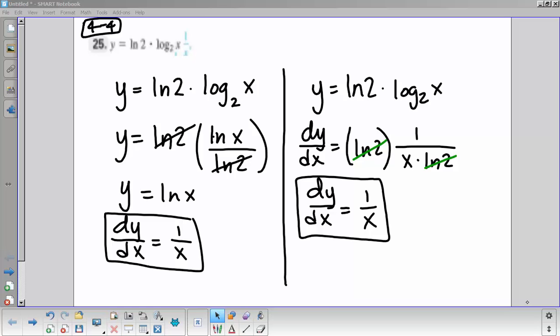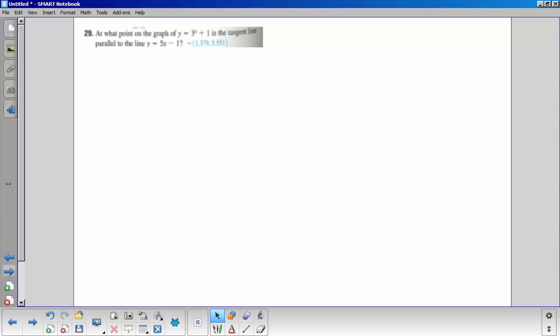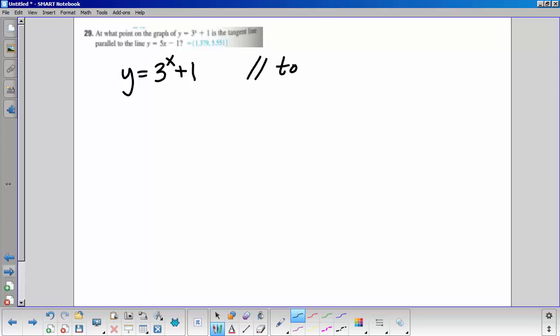All right, question number 2, which was number 29. At what point of the graph of y equals 3 to the x plus 1 is the tangent line parallel to the line y equals 5x minus 1? What are they telling us in a top secret way here? The slope. What is the slope? 5, right? So the slope here is equal to 5.